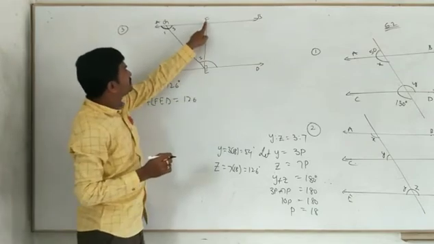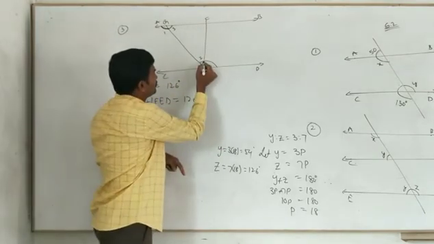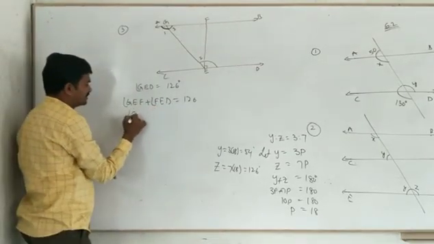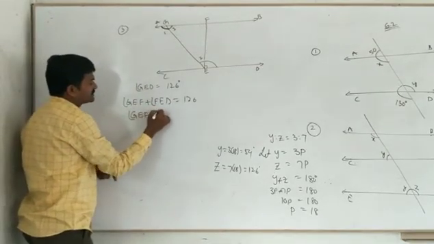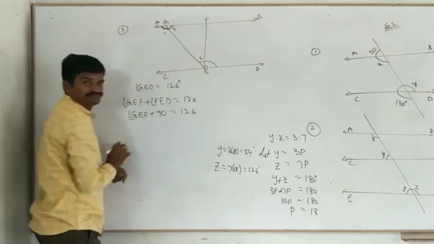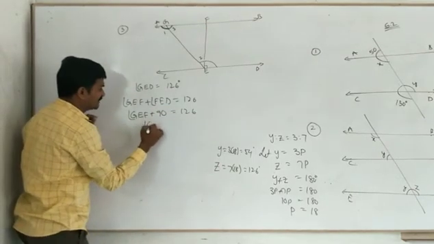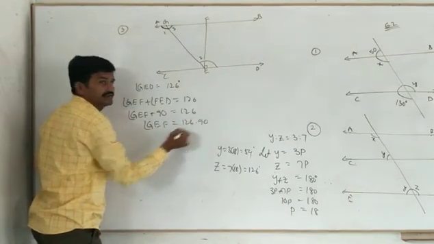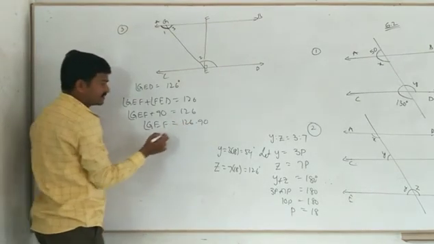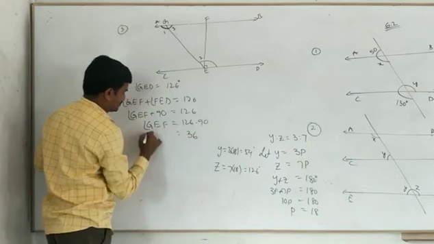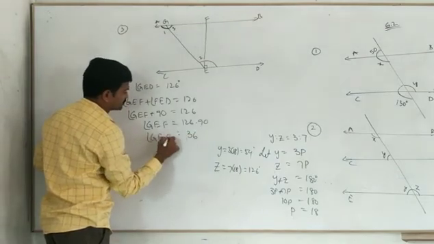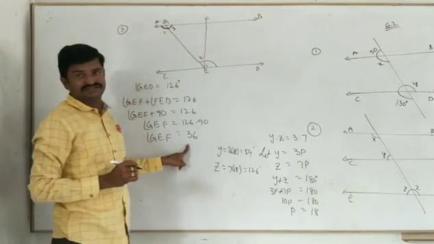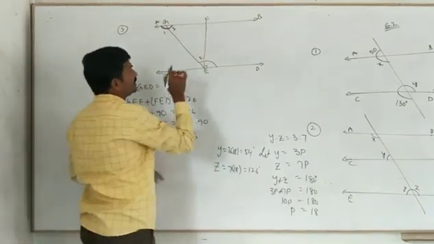But FED, how much? This is how much? 90. So in the place of FED shall we write 90? So angle GEF plus 90 equals 126. Therefore angle GEF equals how much? 126 minus 90, no? Is it 36? Angle GEF equals 36. Where is GEF? That means the second value is 36. Are you clear? Are you clear?